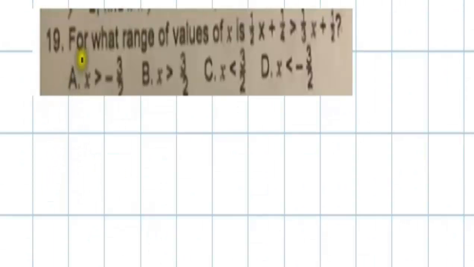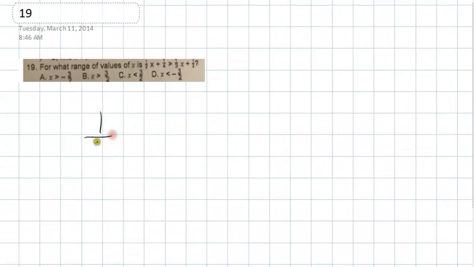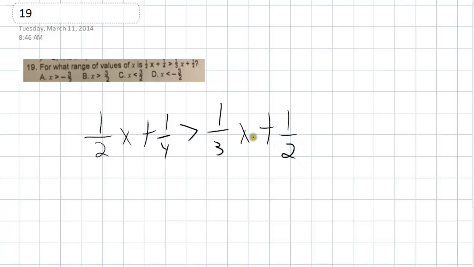So here we have question 19. It says, for what range of values of x is 1/2 x plus 1/4 greater than 1/3 x plus 1/2? So what we want to do is, first off, I'm going to write it out here so I can have numbers written out to work with. 1/3 x plus 1/2. Okay, so the first thing we want to do is simplify a little bit.